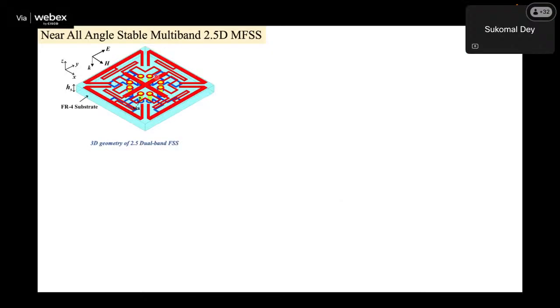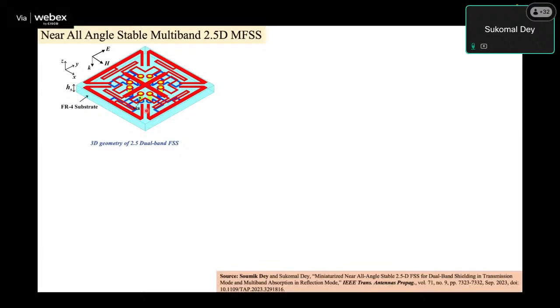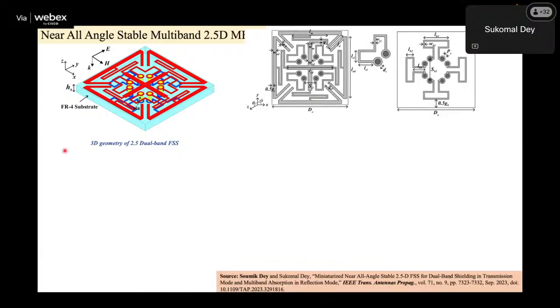How are you going to do it? Obviously, red color is one metal, blue color is another metal. The Z axis gives you these vias, metal vias. So this is called the 2.5D FSS structure. Now, first of all, whatever I'm presenting, all are my PhD students' works. This work is accepted in IEEE Transactions on Antennas and Propagation.